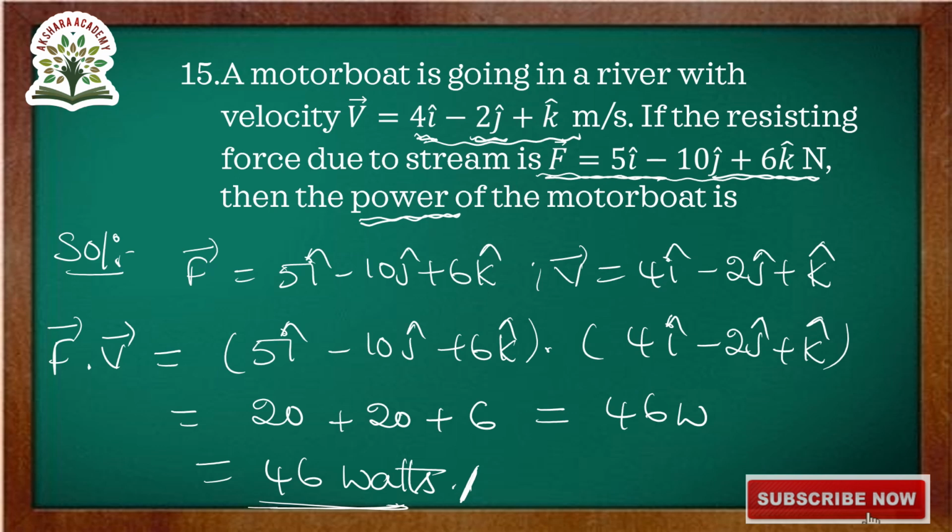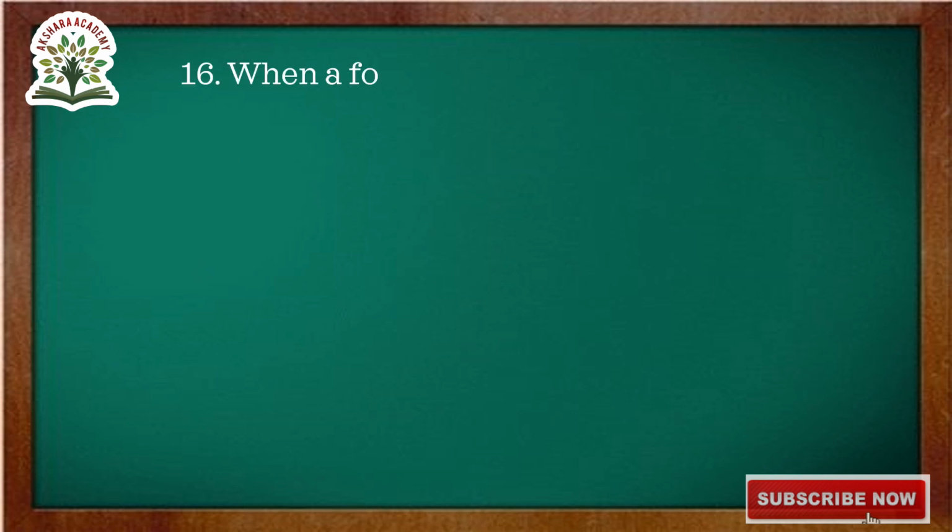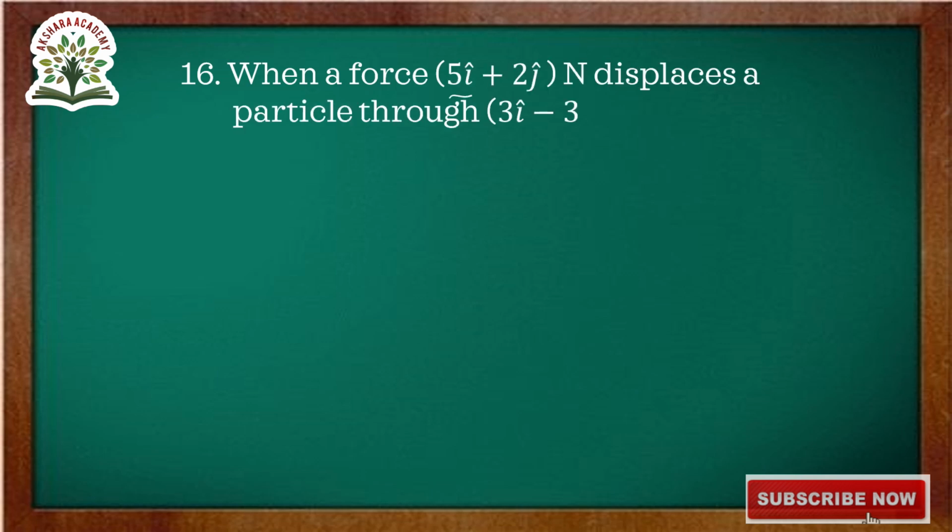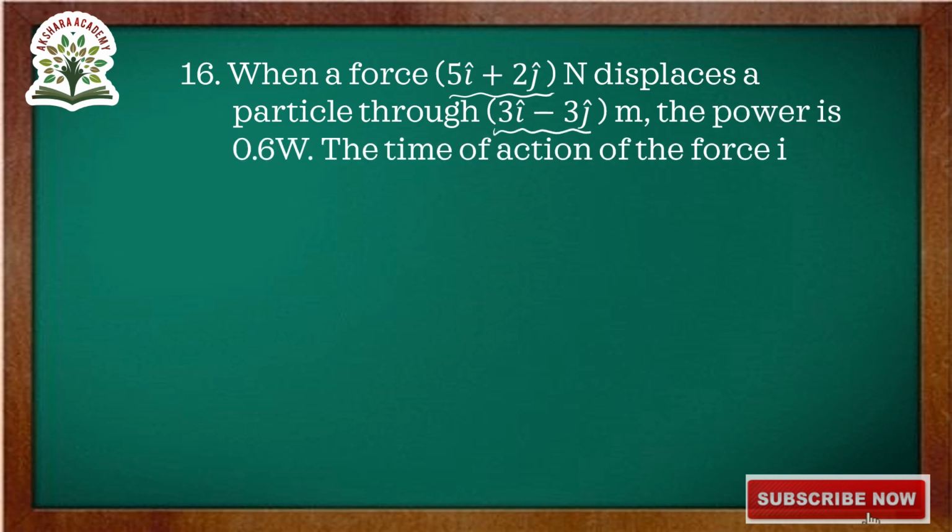Next we will go to the next question. 16th one. When a force 5 i cap plus 2 j cap newtons displaces a particle through 3 i cap minus 3 j cap meters, the power is 0.6 watts. Then the time of action of the force is, here you have to calculate the time of action of the force. They gave force and displacement and power also. You have to calculate the time. Let us go to the solution.